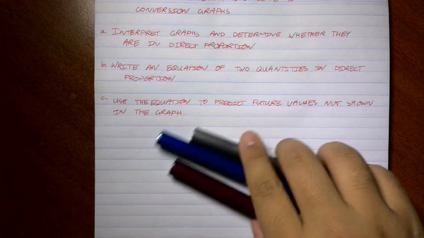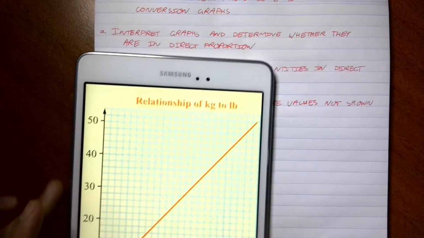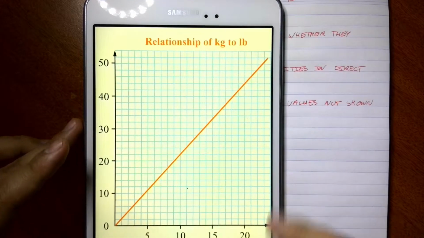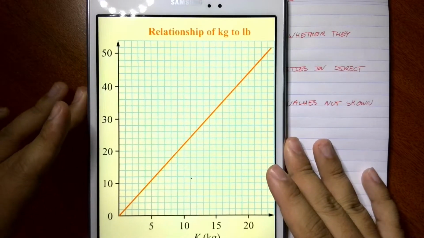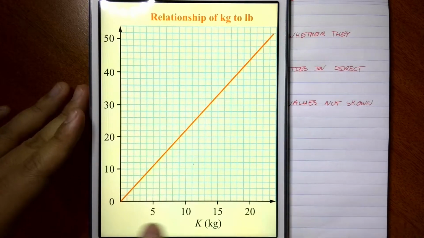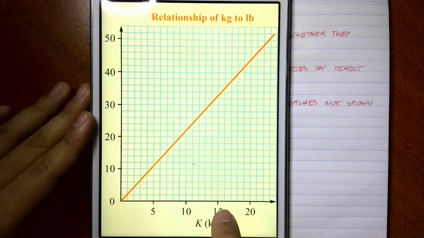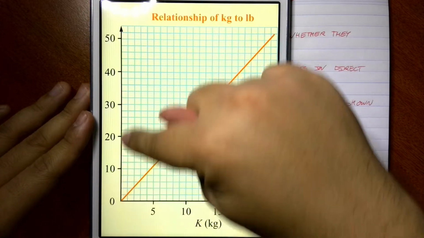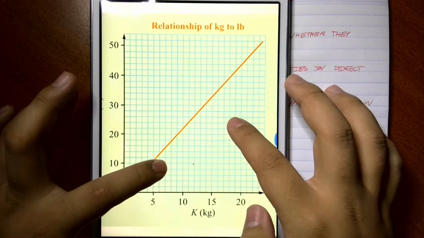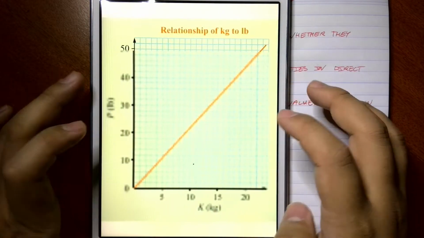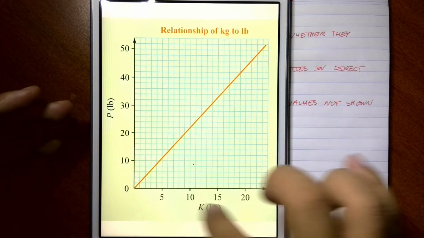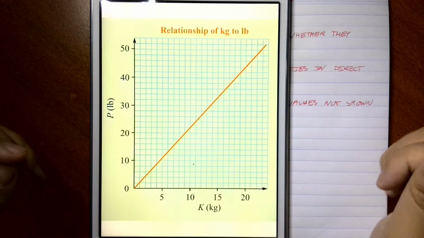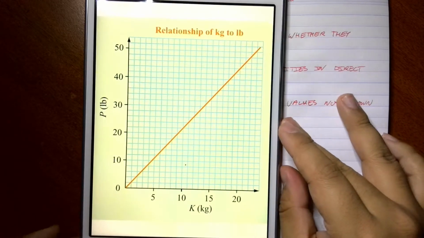And here's our first example. Here I have a conversion chart between kilograms and pounds. We have kilograms along the x-axis and pounds along the y-axis. Let me just zoom out a little bit here. There we are. And we're going to be determining whether or not kilograms and pounds are in direct linear proportion.